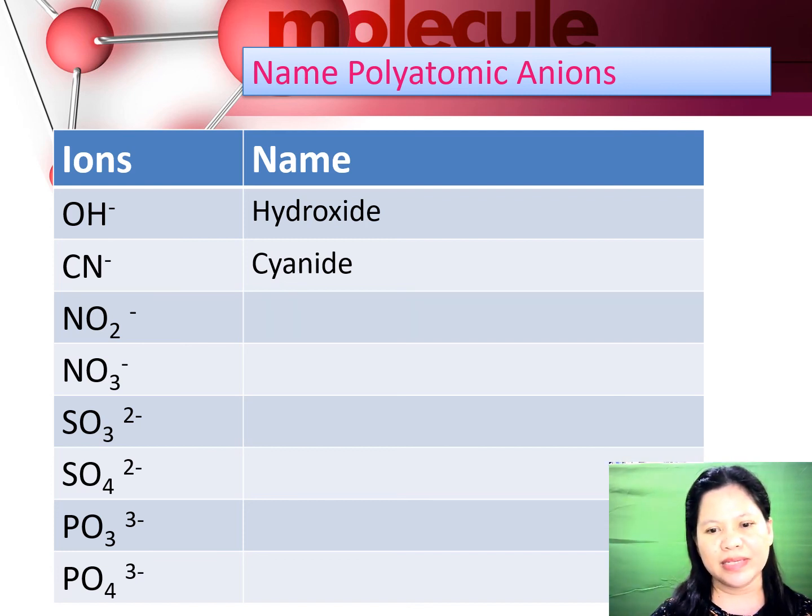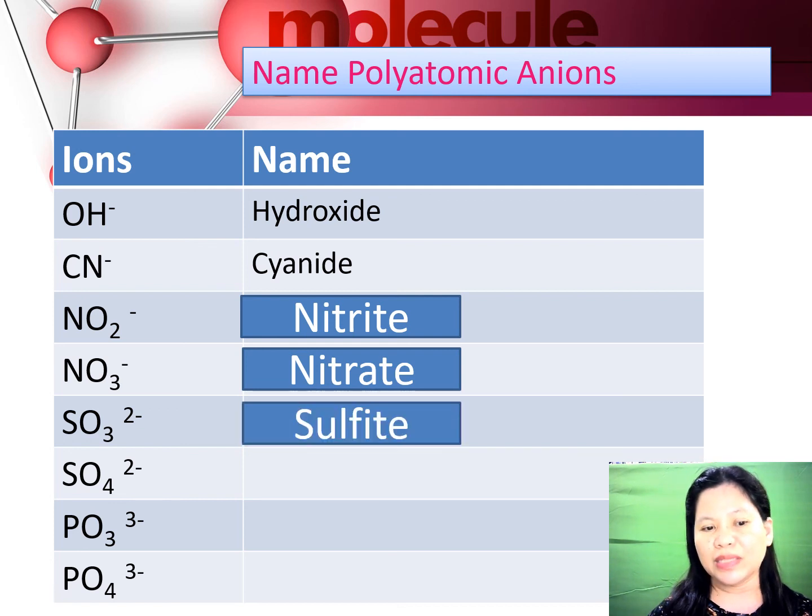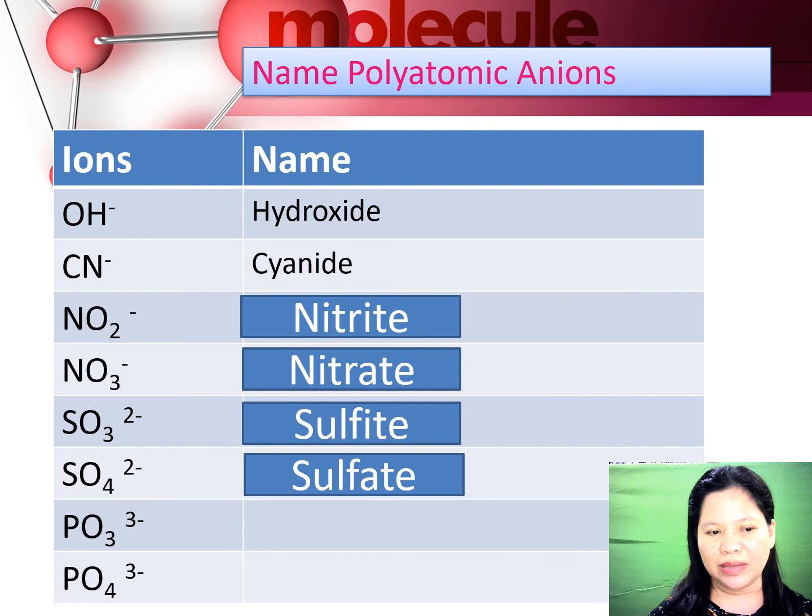Okay, CN is cyanide. We mentioned earlier that when there is lower oxygen, it will end up with ITE. If there is greater or higher oxygen, it will end up with ATE. So therefore, in the third example, that will be nitrite. So NO3, that will be nitrate. SO3, that will be sulfite. And SO4, that will be sulfate.